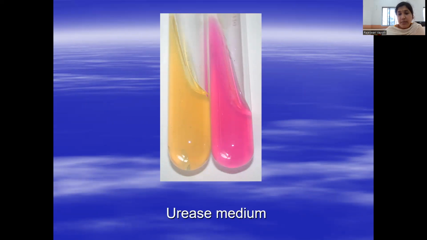Here, this is the urease medium. The first tube is the original color of urease medium. And if it is a urease positive organism, it turns its color from yellow to pink.